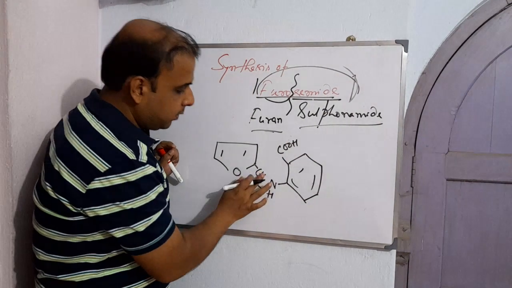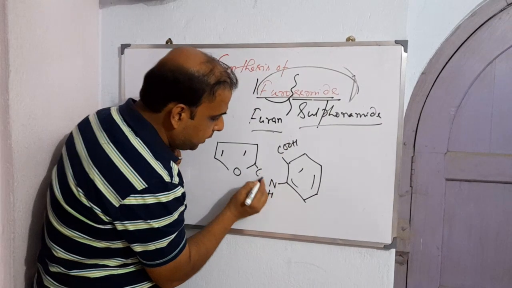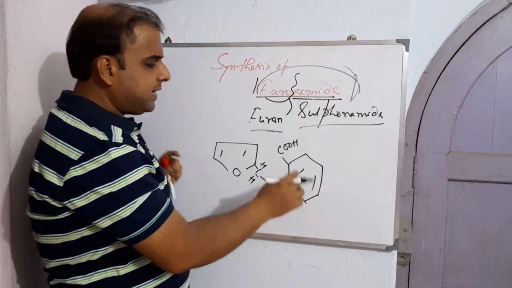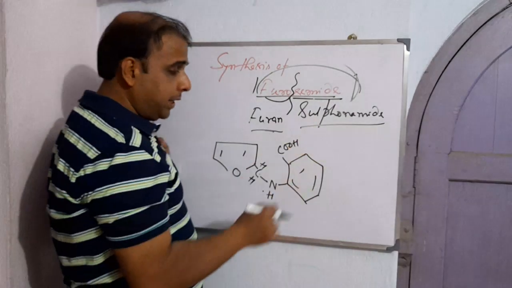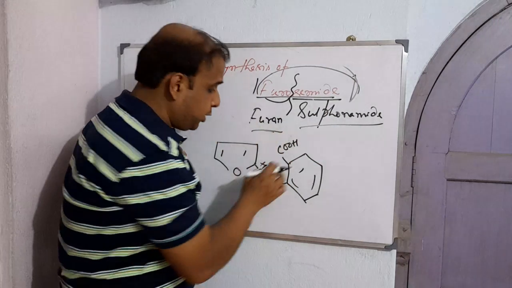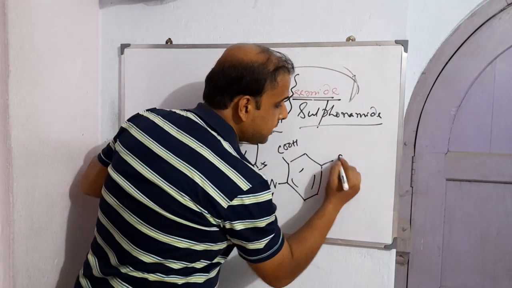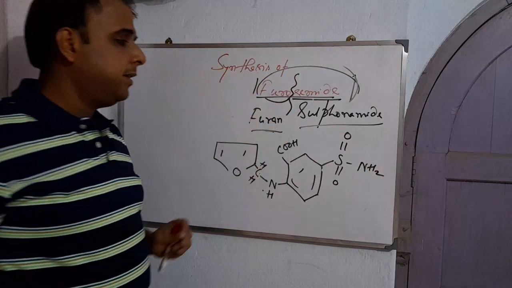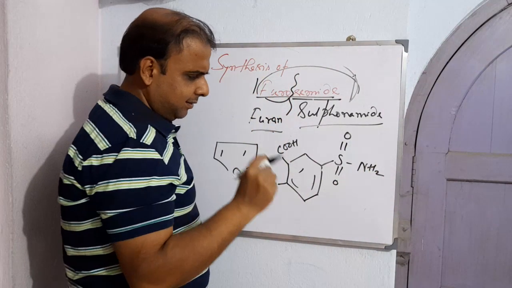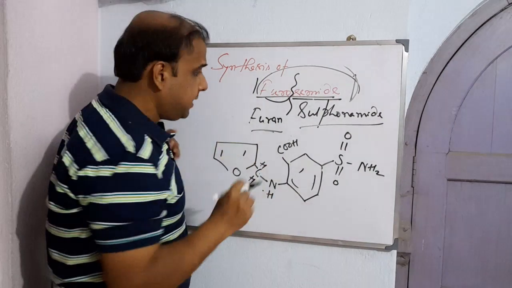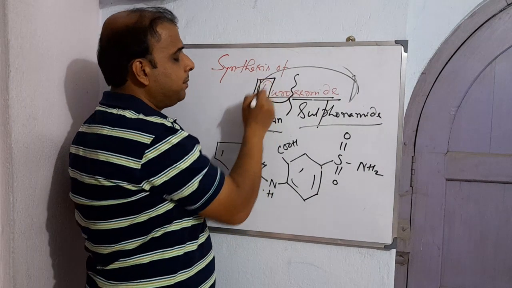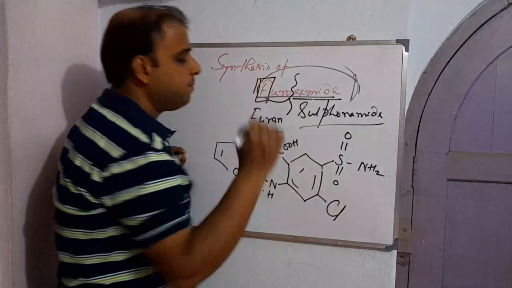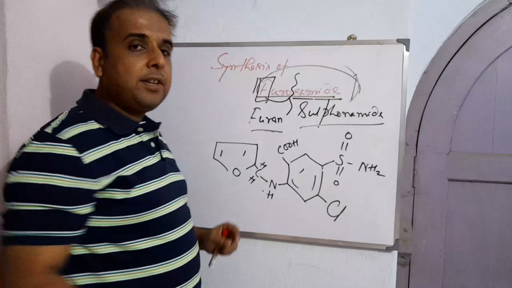CH2 NH. If we figure it out chemically, it is something like this. What are the other things that are also there? Sulfamoyl, that means sulfonamide. Where exactly is it attached? 1, 2, 3, 4, 5. It is position 5 that is holding the sulfamoyl group. And one more halogen is there. But don't get confused by the name. The name suggests fluorine, but actually the halogen is chlorine. So this is all about the structure of furosemide.